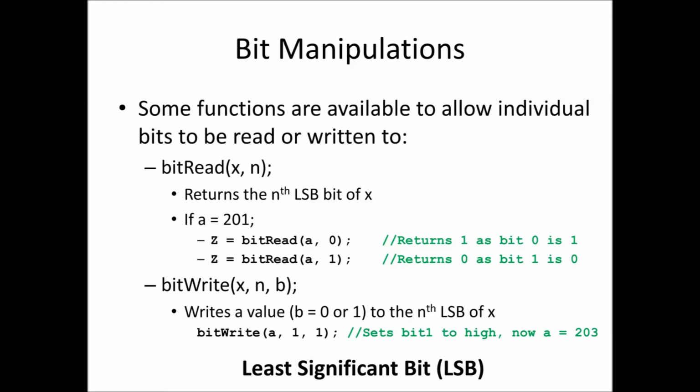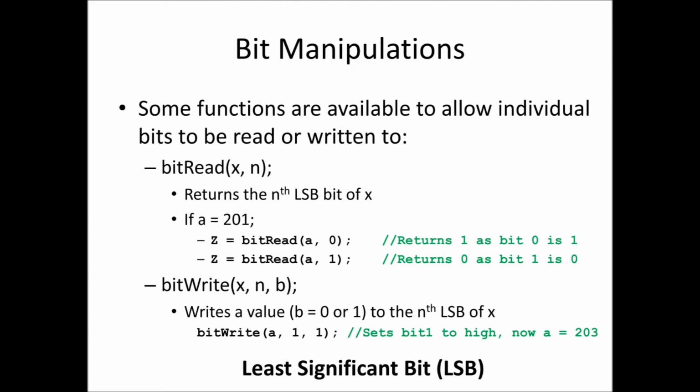So we have the bitRead command, and bitRead will return a value that corresponds to whether that bit is high or low. So we specify in the first argument in our function, where x is the actual number that we're interested in, probably an integer or a byte or something like that. And then the second argument allows us to choose which bit we're interested in. So if we put 0 in there, it'll give us the least significant bit, or LSB. If we put 1 in there, it'll give us the second least significant bit, so bit 1. And that will return a value either 1 or 0, depending whether there's a 1 or a 0 in that position in the number.